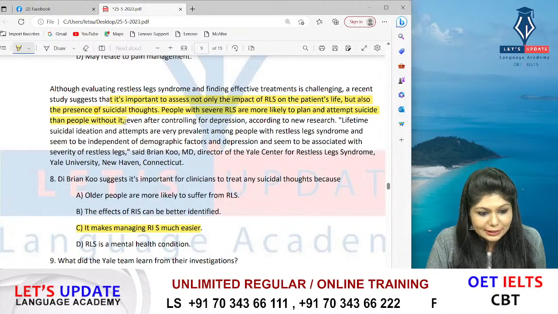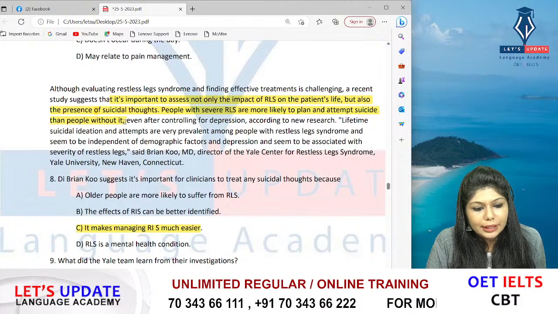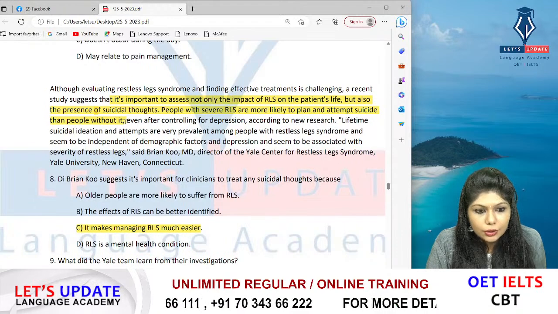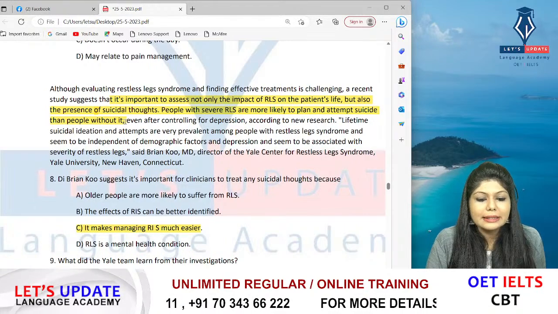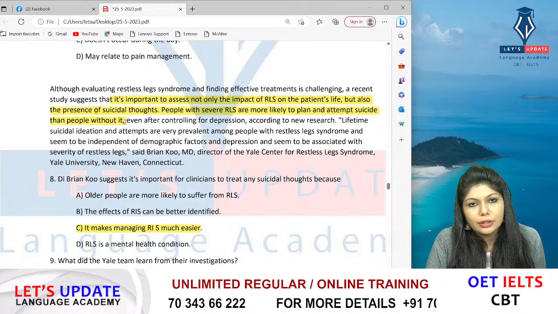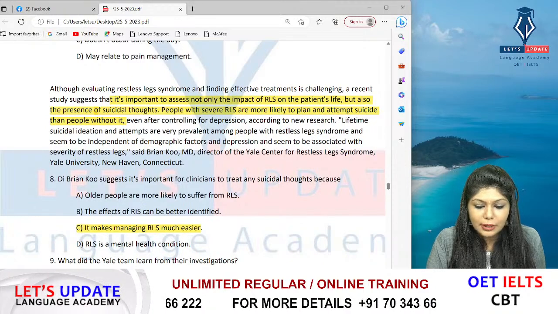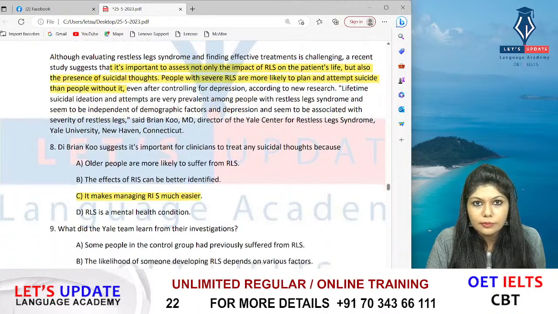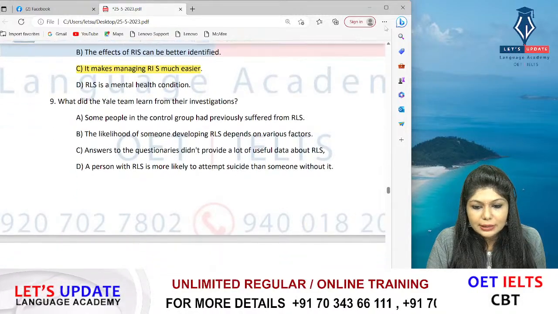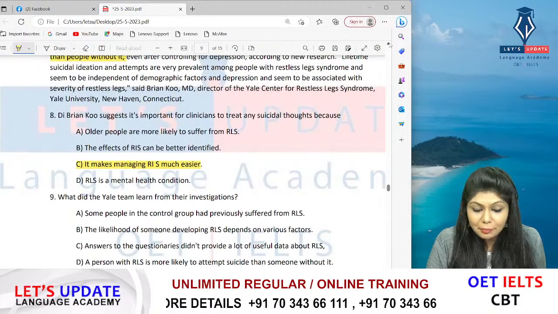Okay, so that is the reason. So they are saying that it is important to assess the presence of suicidal thoughts also when assessing the impact of RLS, because they are interconnected. And that is the reason why we have opted C as the correct answer. I hope this is clear. Right. So now we are moving on to the ninth question. The ninth question is also from the same paragraph.